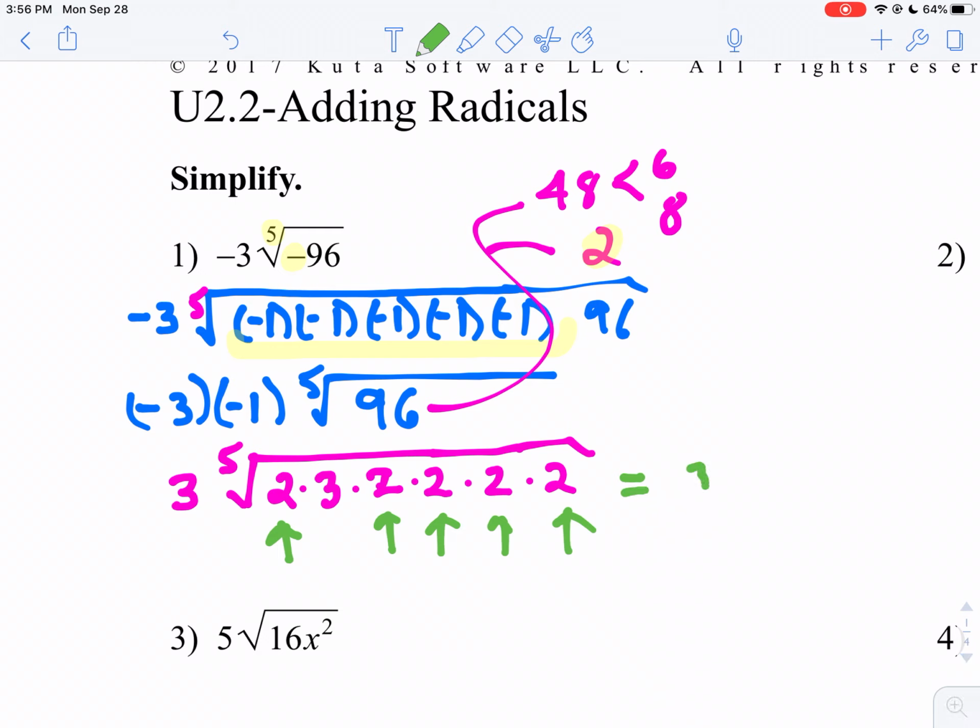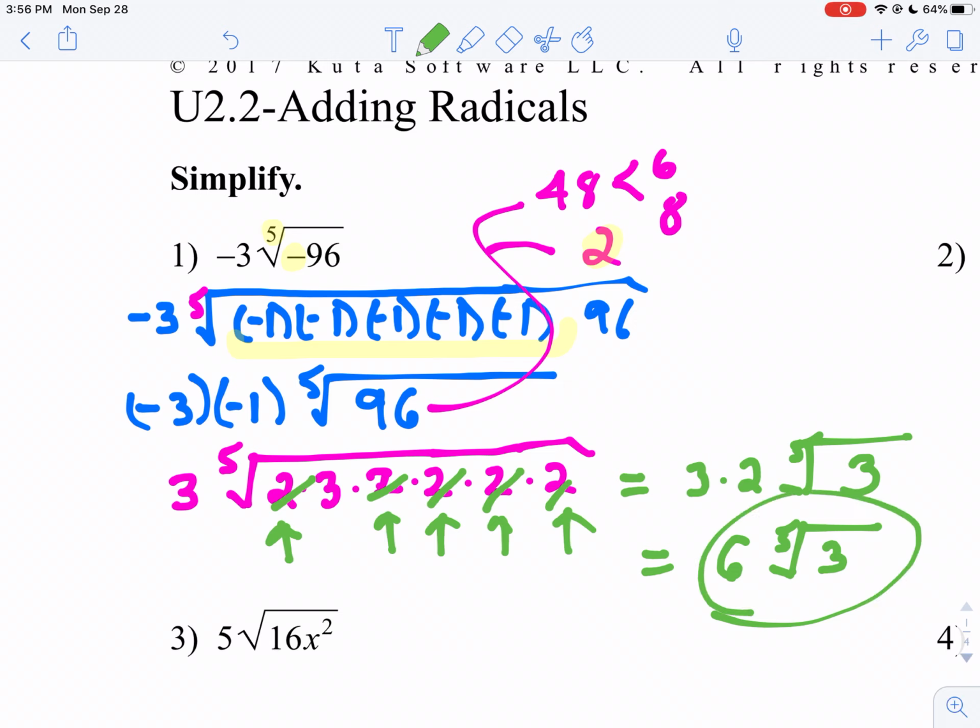So I have a 3 times a 2. I'm going to cross this out so I don't count it in the final part of my answer. I still have my fifth root, and I have a 3 inside. Final answer for the problem: 3 times 2 is 6, and I have the fifth root of 3.